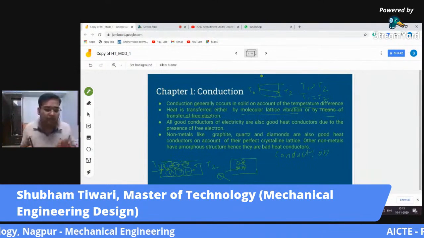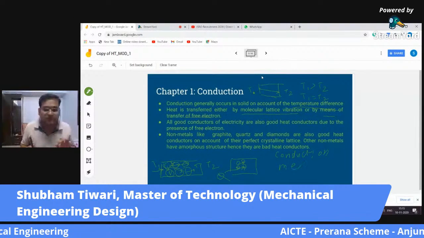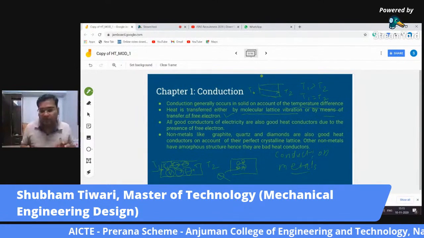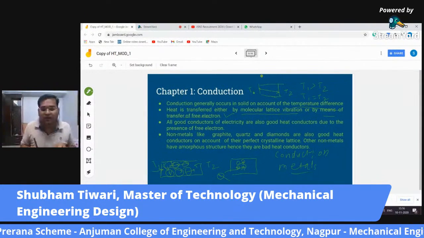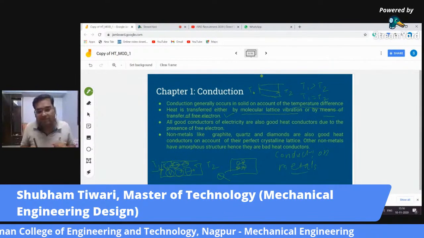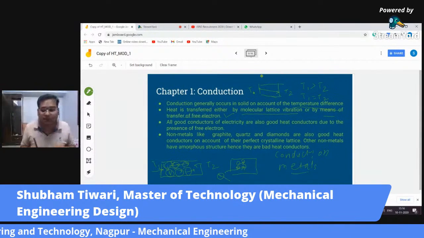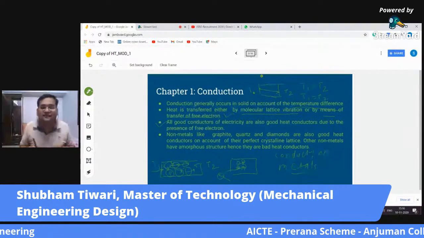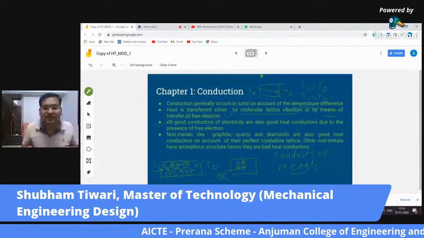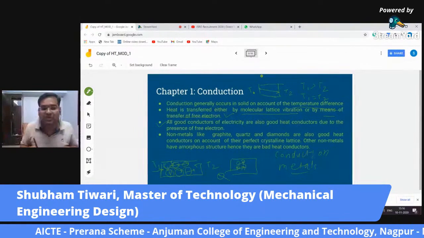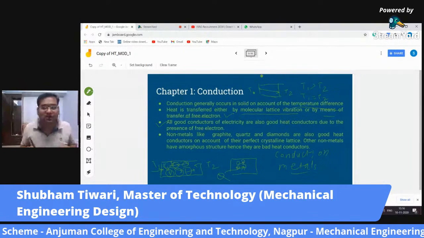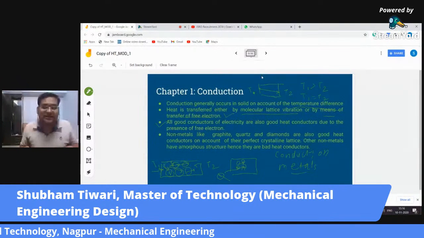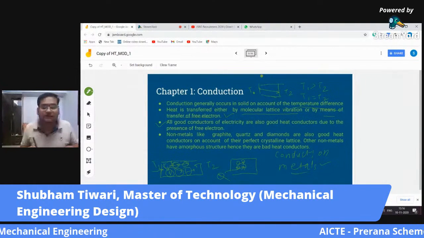Now, it is a very well known fact that all the metals have an ample amount of free electrons. That's why they are very good conductors of electricity. Since they are good conductors of electricity, they possess free electrons, which means they should also be good transfer of heat. That's what our third statement says: all good conductors of electricity are also good heat conductors due to the presence of free electrons. This is the reason why all the metals are good conductors of heat as well as electricity.